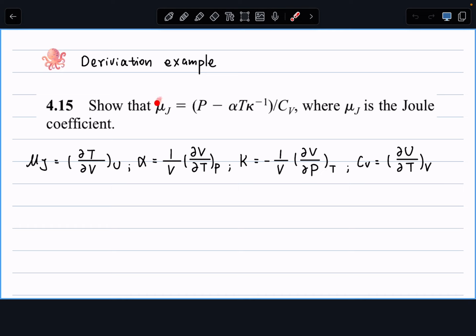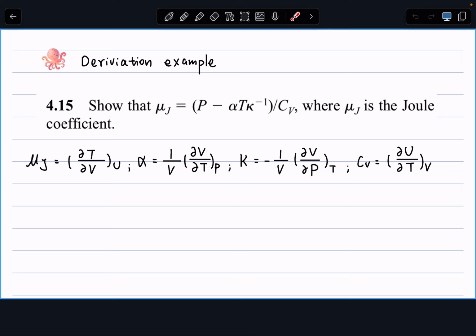For example, it's asking you to show that the Joule coefficient equals (P minus alpha T over chi) divided by CV. You'll be like, what, how exactly is that related? So in this problem, I'm just going to go over what's in my mind when I look at this problem. The first thing I do is write out all the definitions of the terms in this expression.